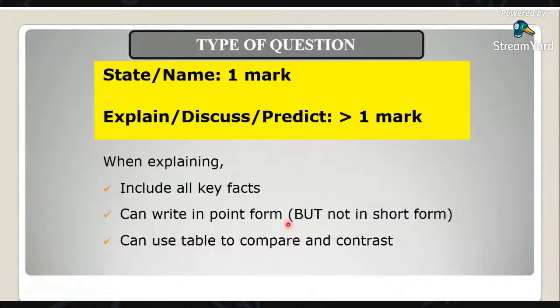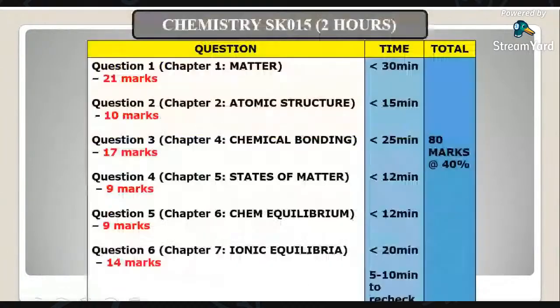All right. Okay, so this is our format of SK015, the final exam paper. Question 1 is from chapter 1, 21 marks. For a 21 marks question, you can take the suggested time of less than 30 minutes. It is between 28 or 29 minutes to answer question number 1.